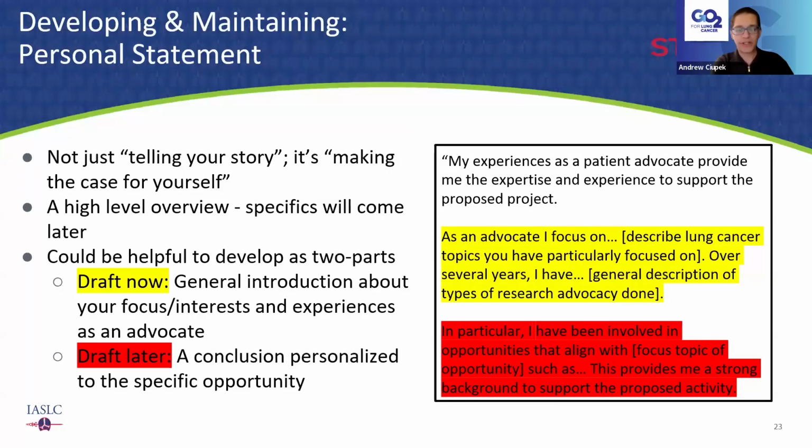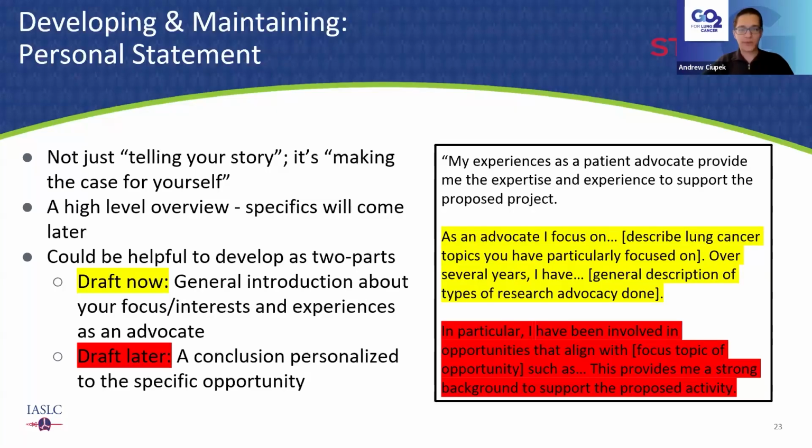So I find when you're getting started, to make it a little less daunting, it can be helpful to develop it as two parts. I've made a really generic example that you can look through on the slides on the right. But the yellow part is something you can draft now. This is a general introduction about your focus and interest and experience as an advocate. You'll use this in every biosketch.